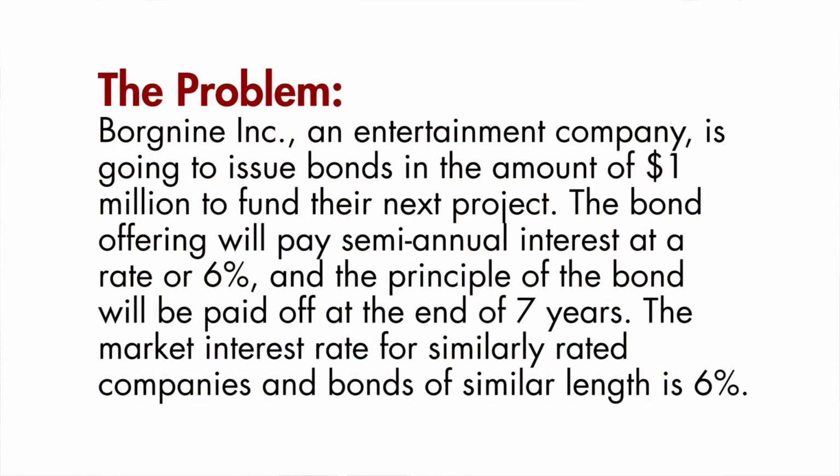Borg 9 Incorporated, an entertainment company, is going to issue bonds in the amount of $1 million to fund their next project. The bond offering will pay semi-annual interest at a rate of 6%, and the principal of the bond will be paid off at the end of 7 years. The market interest rate for similarly rated companies and bonds is 6%.